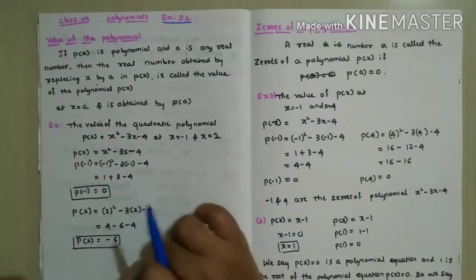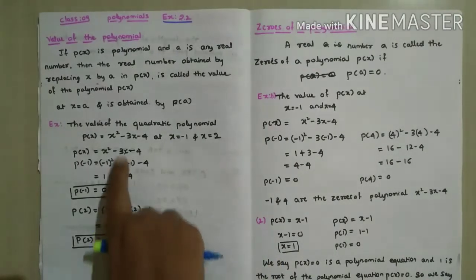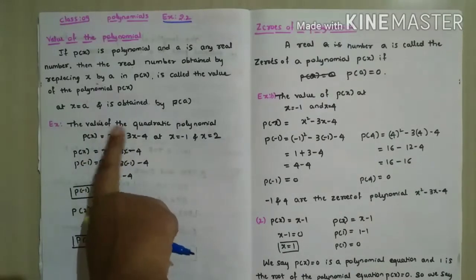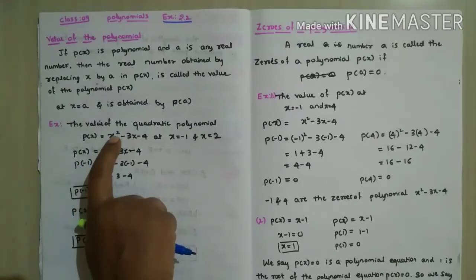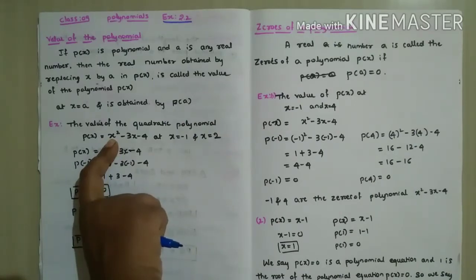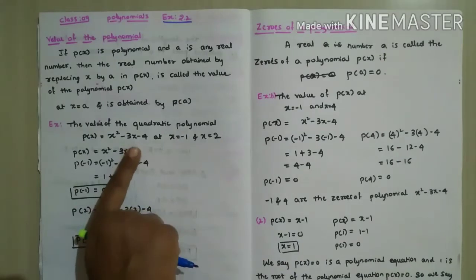Here we have to consider one polynomial. A polynomial contains variables. Here, the quadratic polynomial is p of x equal to x square minus 3x minus 4. Why do we represent it by p of x? Because the variable is x here. In place of x, we can substitute any real value, either a natural number, whole number, integer, or irrational number. After replacing, we will get one real value. That is called a value of the polynomial.